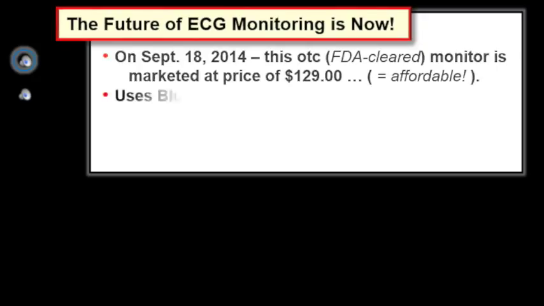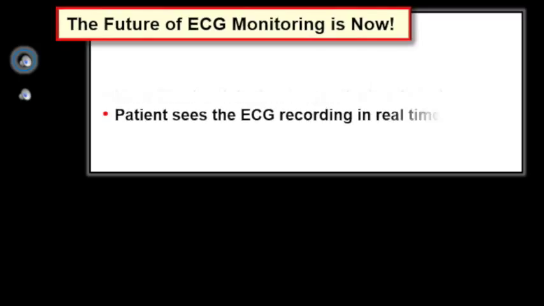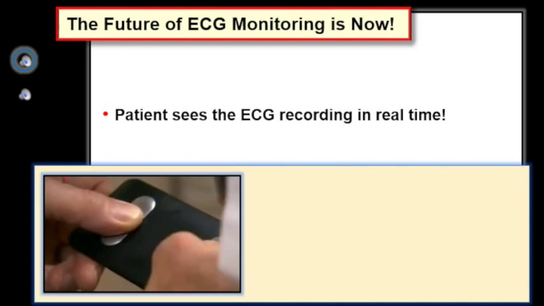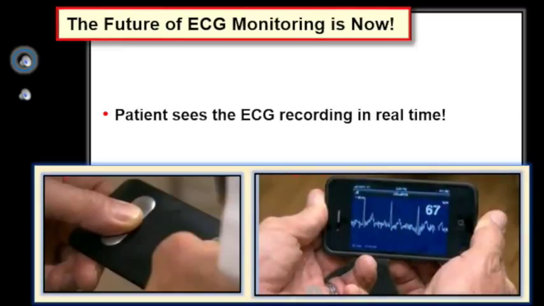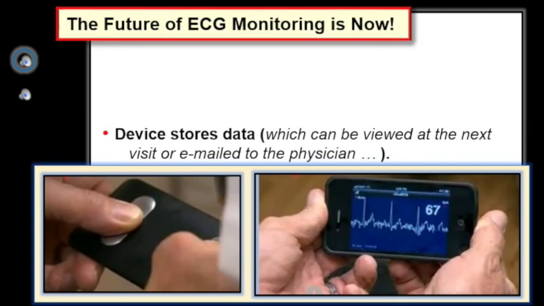AliveCor uses Bluetooth technology and attaches to an iPhone. The patient can view their own recording in the privacy of their home or in the doctor's office in real time. Here you see the electrodes attaching to the back of an iPhone. Touching the electrodes with the fingers of the left and right hand produces a true-time recording comparable to standard lead 1. The device stores data, which can be viewed at the patient's next visit or even emailed to the treating physician.